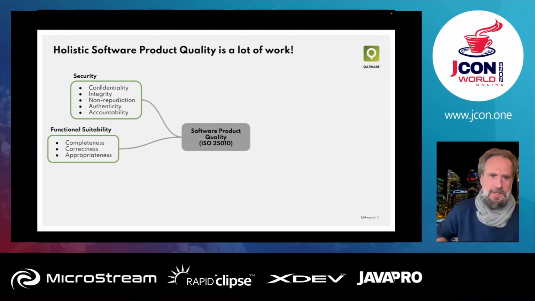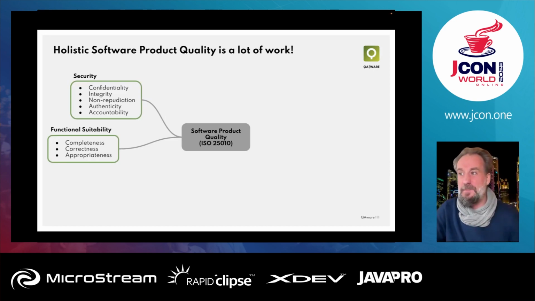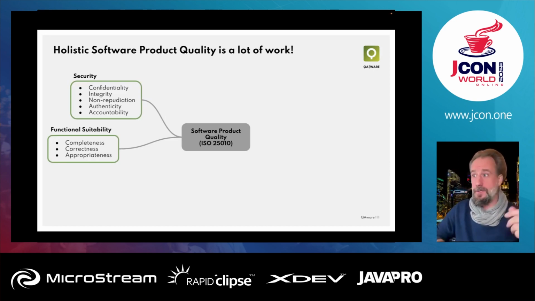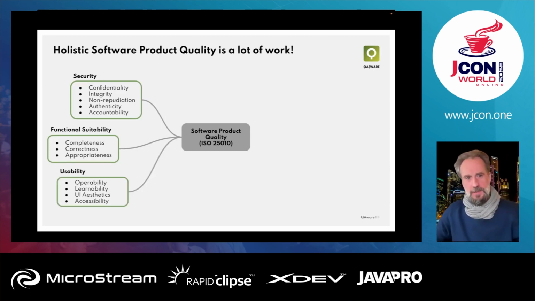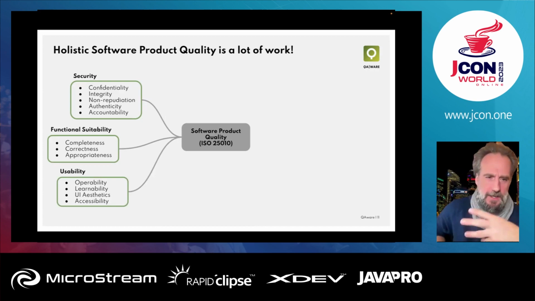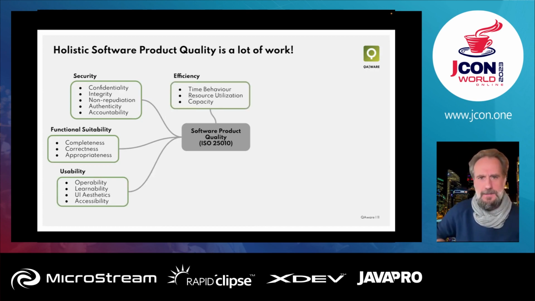Functional suitability, obviously. You need to be complete, you need to be correct, and the use cases should be appropriate. You need to make sure that you build the right system. So you need some form of acceptance tests, probably, right? And with security, you need some form of penetration tests, maybe. Usability. Obviously, we want to build shiny web front ends with a good user experience, so we have to make sure about that.